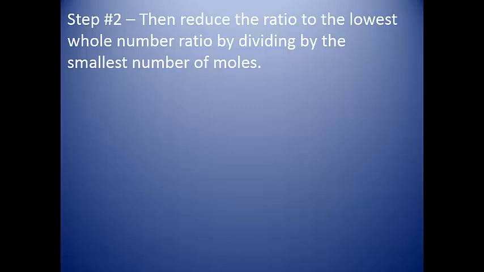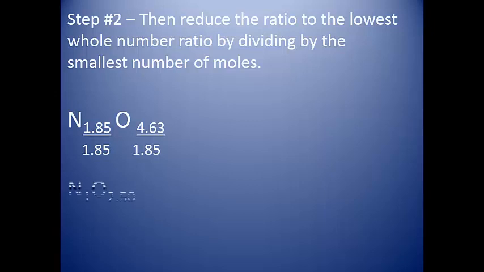Step 2 says that we want to reduce that ratio to the lowest whole number ratio, and we do that by dividing by our smallest number of moles. If you think back, nitrogen was 1.85, oxygen was 4.63, so our lowest is 1.85. So we have nitrogen with 1.85 moles, oxygen with 4.63 moles, and we're dividing each one by the 1.85.